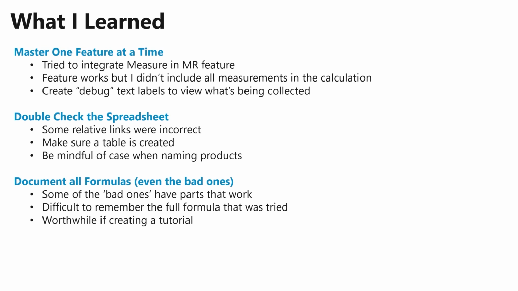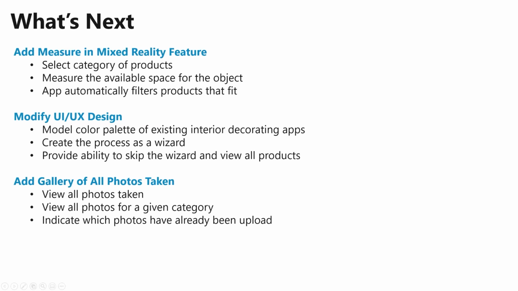The final thing I learned is that I should document all formulas, even the bad ones. It can become second nature to get rid of something that you're trying out that doesn't quite work the way you expect it. However, in all the time creating formulas, I realized that some parts of the bad ones actually worked. I didn't realize this at first, and I ended up reinventing the wheel each time I created a new formula. Also, documenting formulas is helpful if you plan to create a tutorial or some sort, which is what I did.